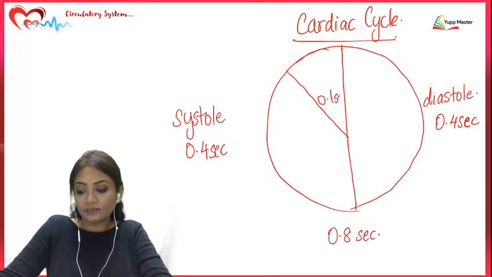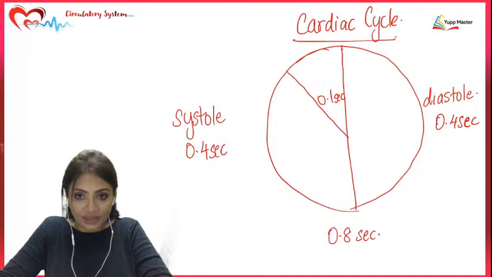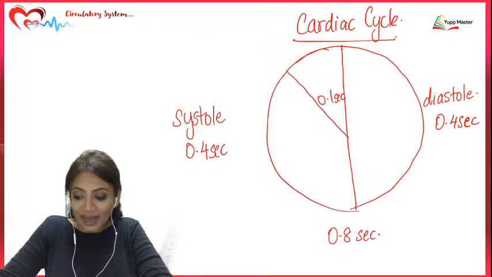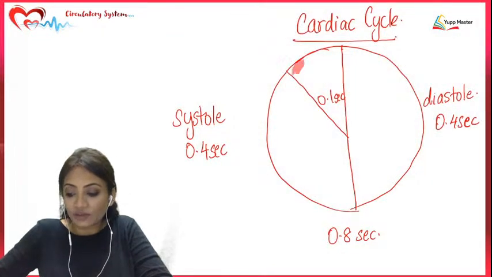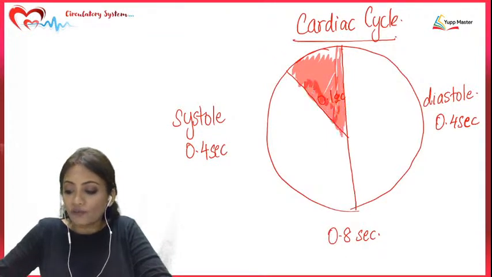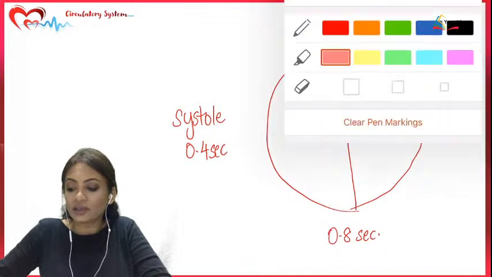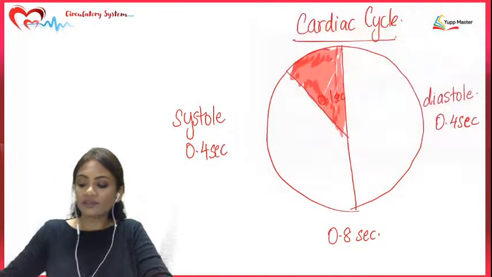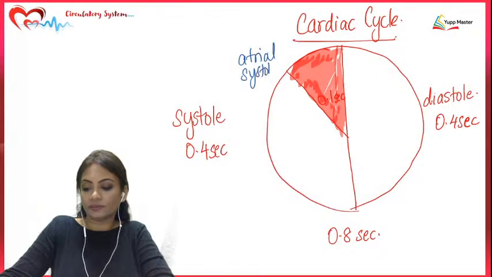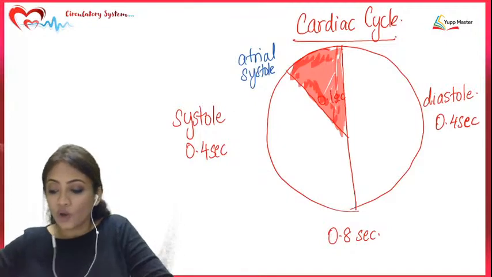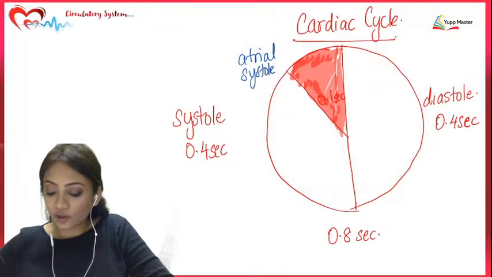0.1 second, and what was that part called? Do you remember that part? This first activity here was what we called the atrial contraction, or the atrial systole. So the very first event happening was called the atrial systole.